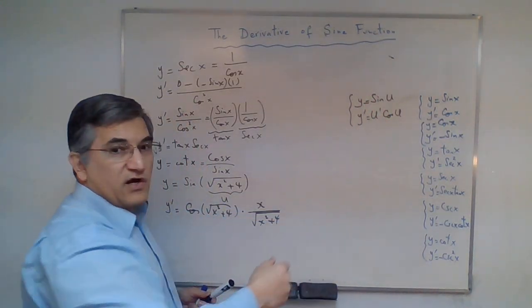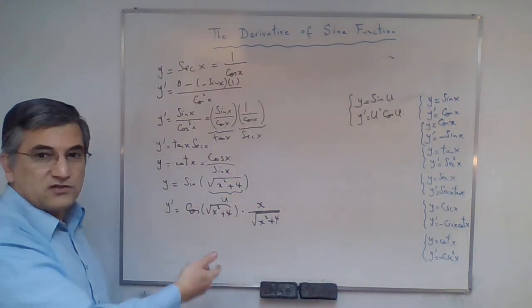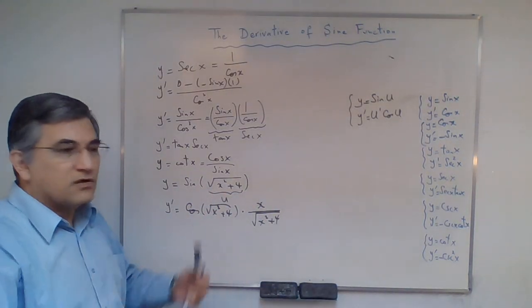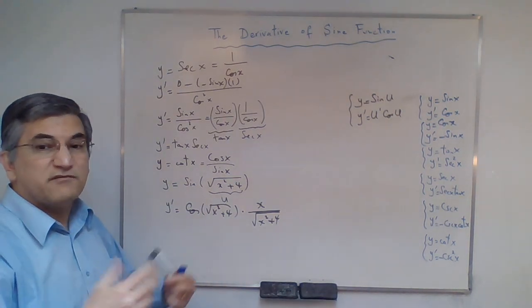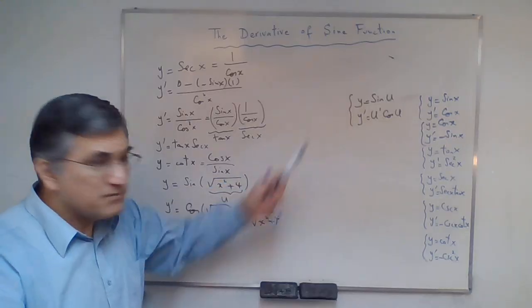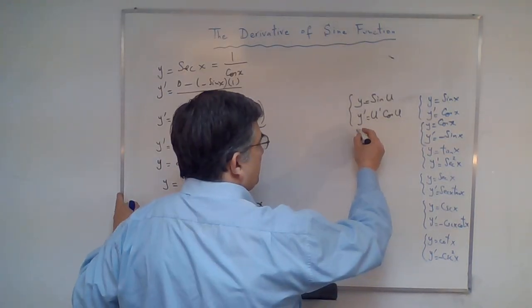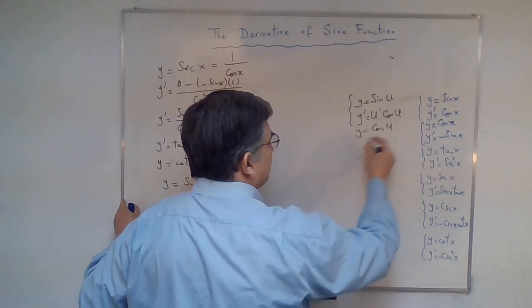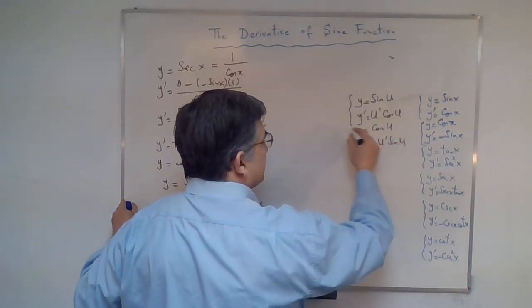So now you can find the derivative of any function, not only sine of x, but sine of radicals, quotients, products, polynomials, you just name it. The derivative of sine of any function can be found by this simple formula. Similarly, y equals cosine of u, the derivative is negative u prime sine of u.